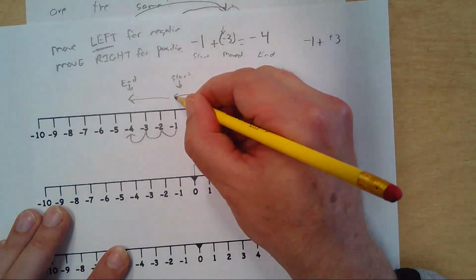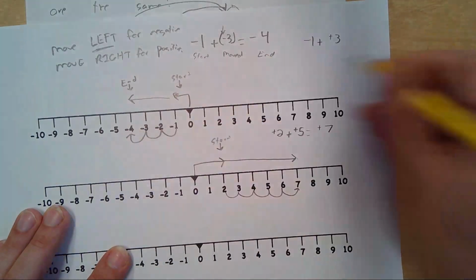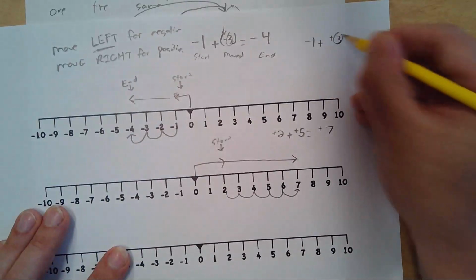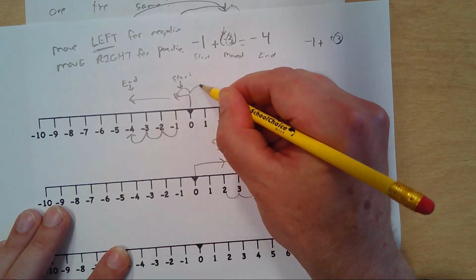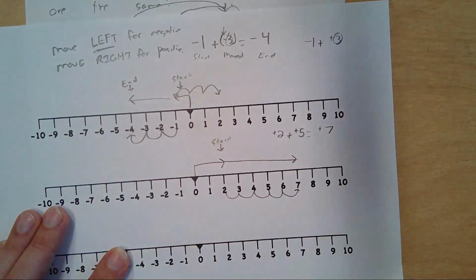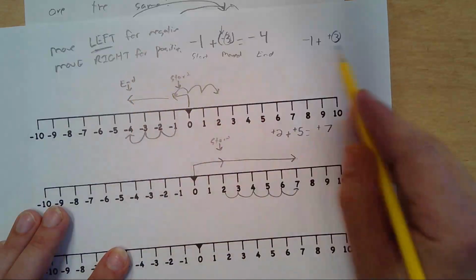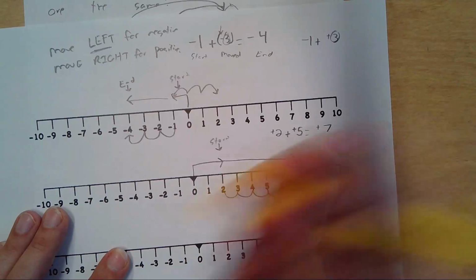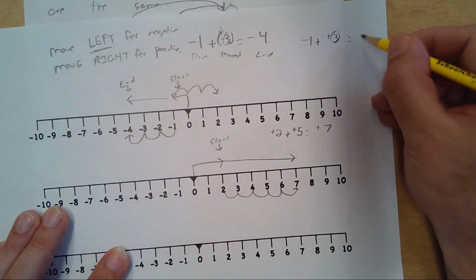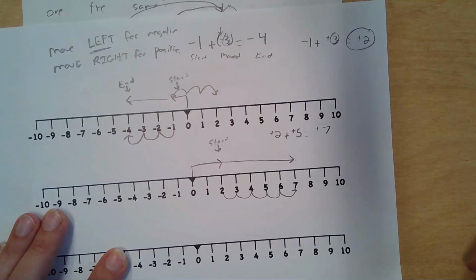Again, just saying, say I had negative 3 plus a positive 3. So I'm still starting over here. And I'm still moving 3 spots. But instead of moving to the left, I'd move 1, 2, 3 spots to the right. Because anytime I have a positive, I move to the right. Anytime I have a negative, I move to the left.